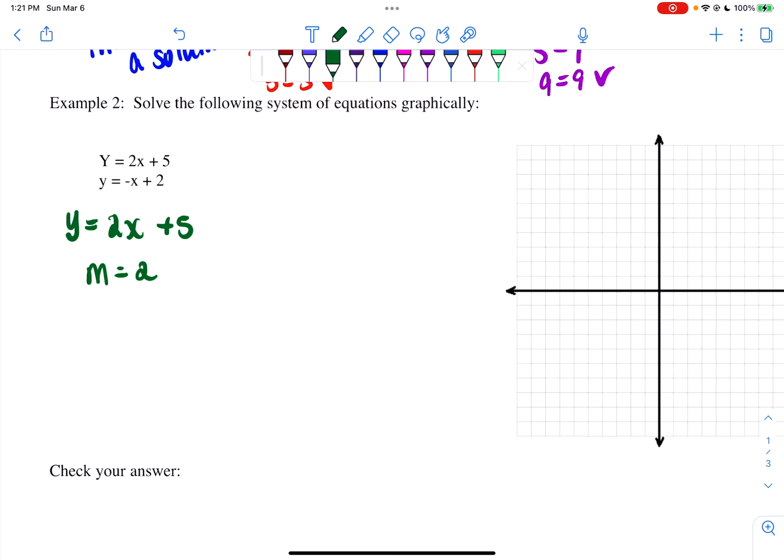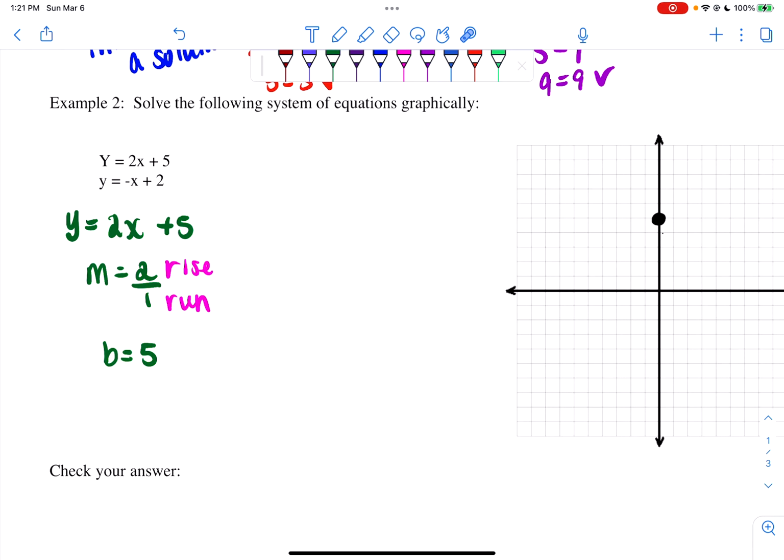But what I'm going to do is put that 2 over 1. So 2 is my rise and 1 is my run. We have to go back to what slope is. My y-intercept is 5. So the first thing I'm going to do is plot a point at y equals 5. So 1, 2, 3, 4, 5. And I'm going to plot a point right there.